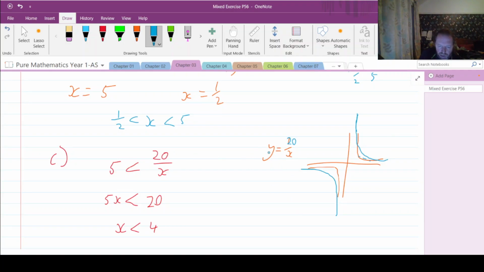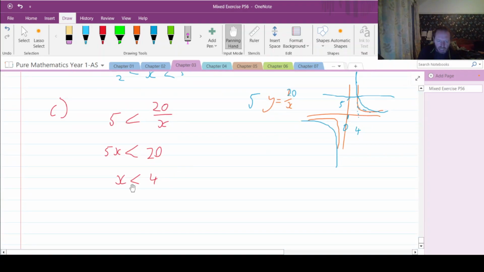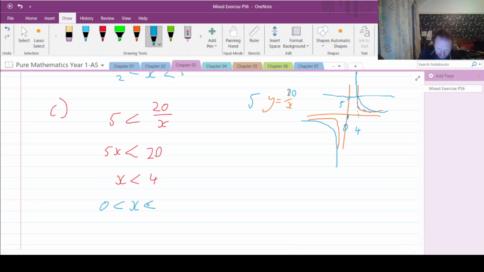And then we're saying, well, what happens when it's a 5 as well? At some point it's going to cut across here at y is 5, which means that anywhere this graph is greater than that is when x is less than 4, but it stops at 0 because of there. So our final answer is not x less than 4. It is actually 0 is less than x is less than 4.